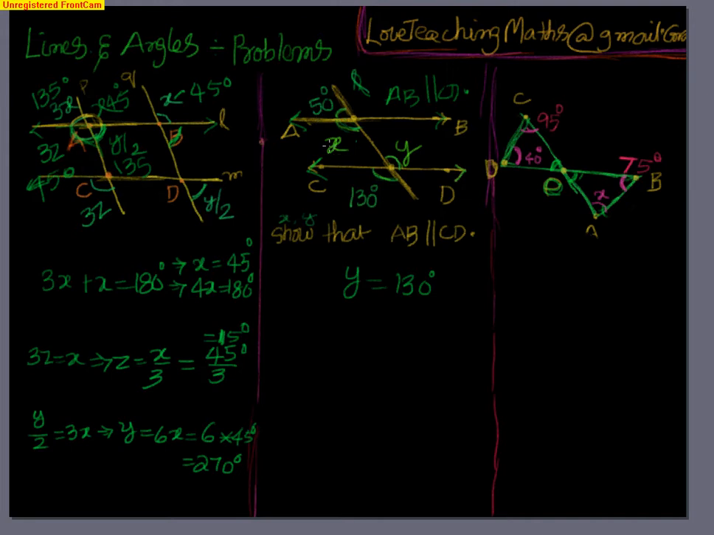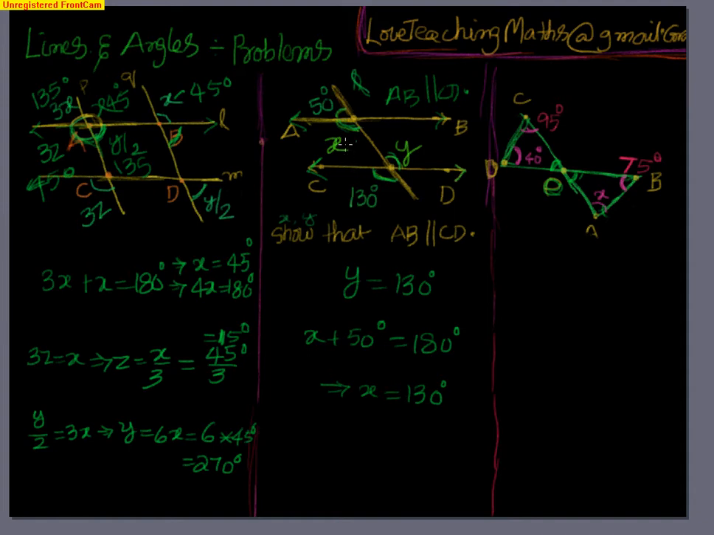So what can I establish with that? Without any doubt, I can say that this is a straight line. So these two angles are supplementary. So I can say that x plus 50 degrees is equal to 180 degrees, which gives me x equal to 130 degrees. Now see here, this angle is 130 degrees, this angle is 130 degrees, this angle is 130 degrees, and also this particular angle is also 130 degrees.